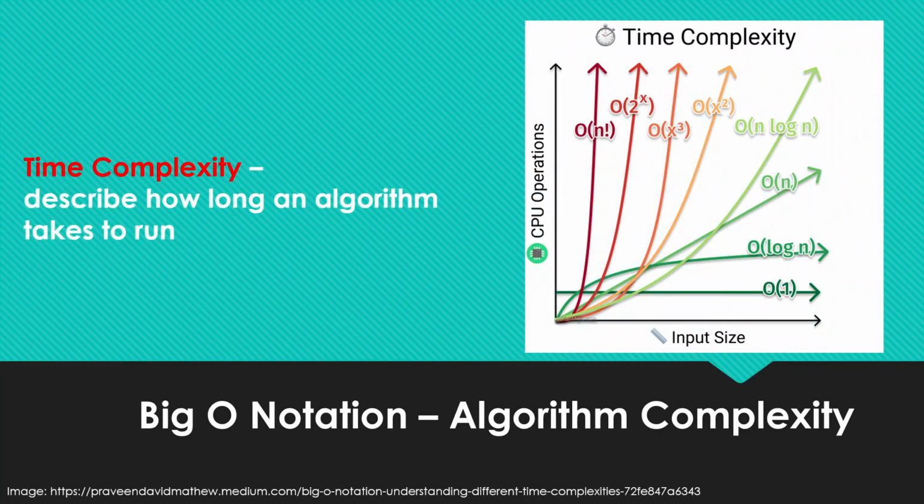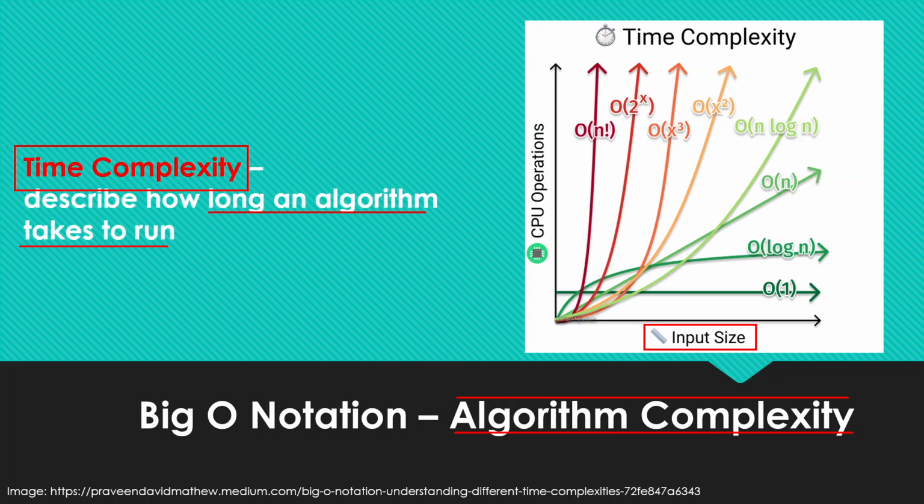Now, when we are analyzing algorithms, we talk of algorithm complexities. So Big O notation helps us to analyze the algorithm complexities. And we have two types of algorithm complexities. We have what we call the time complexity, and we have the space complexity. So time complexity describes how long an algorithm takes to run as the size of the input increases.